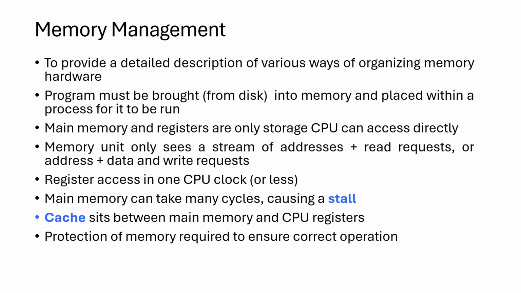Register access takes one CPU clock or less. Main memory can take many cycles, which may cause a stall or idle. The cache sits between main memory and the CPU registers to reduce the time taken to access data from main memory. Protection of memory is required to ensure correct operation.